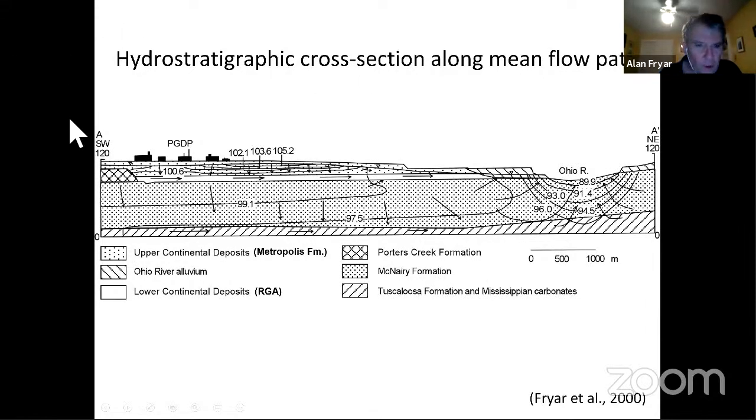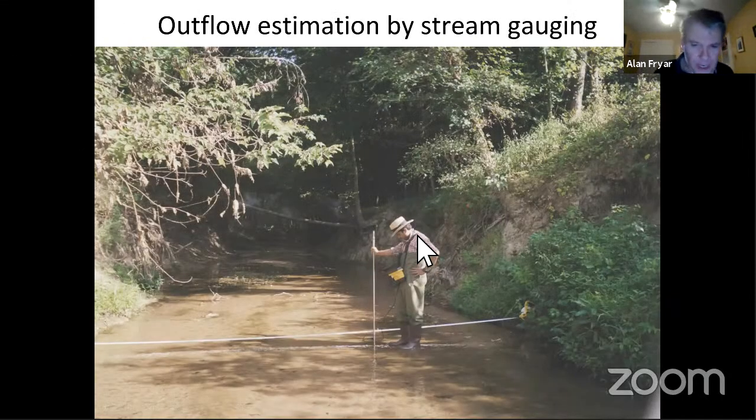And I showed this slide previously. This is my student, Ovijit Mukherjee, gauging along the river. We were looking at changes in discharge, basically at seepage inflows coming into the creek, to look at where contamination might be coming in as well.